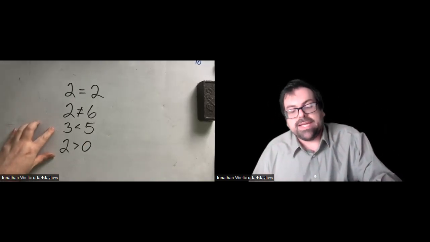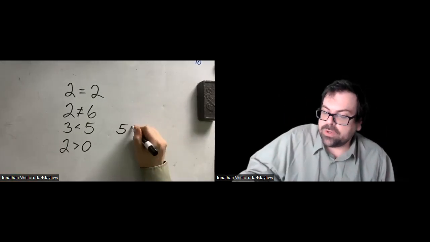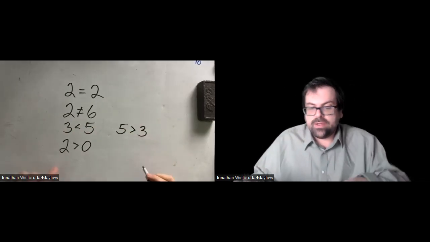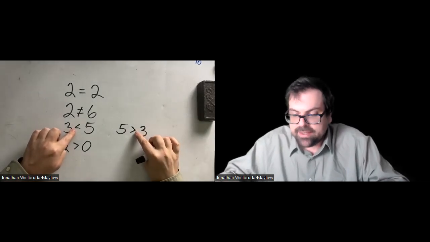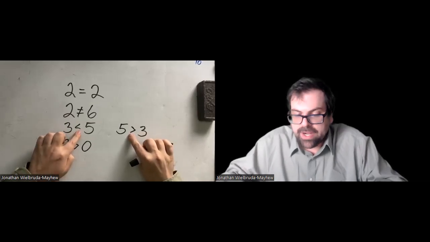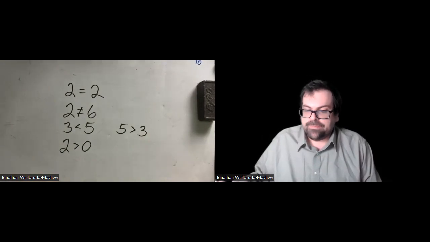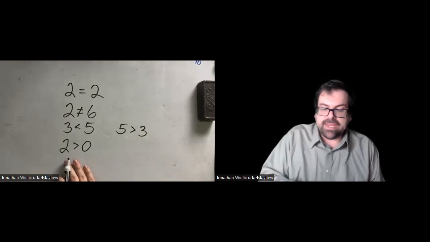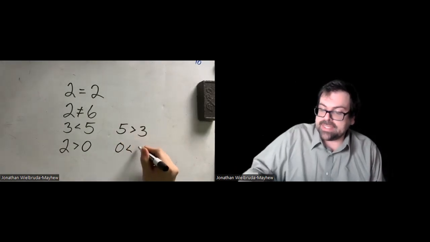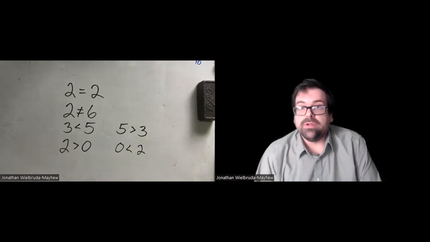True statements about less than and greater than can also be written in the reverse order. If 3 is less than 5, then 5 is greater than 3. Notice in both of these cases, the small pointy end points to the smaller number, and the larger open end points at the larger number. So an equivalent saying 2 is greater than 0 would be 0 is less than 2, being sure that the little end is pointed to 0 in both cases.